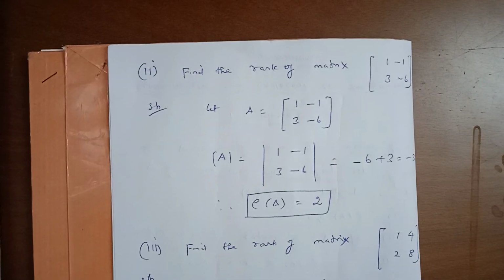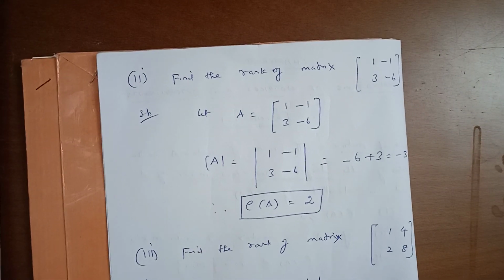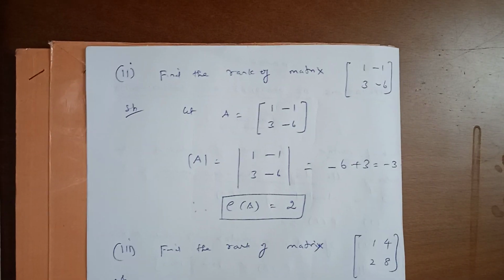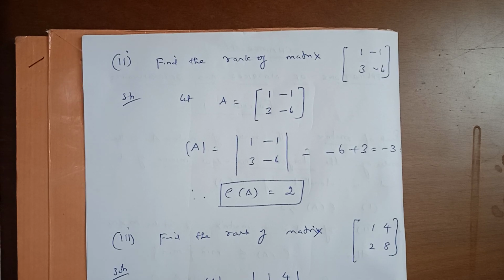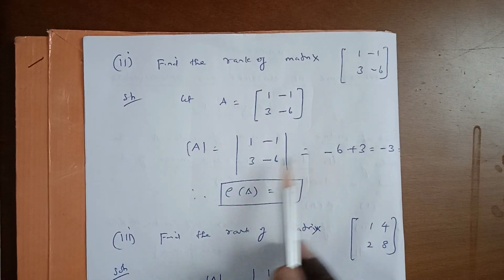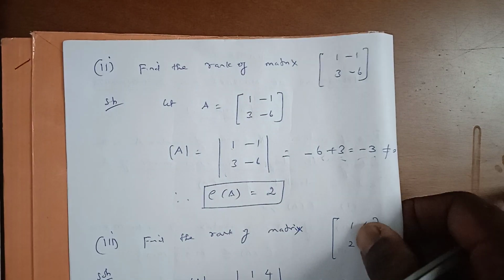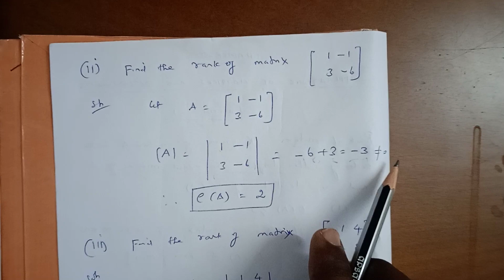Let us move to the second problem. Find the rank of the matrix 1, minus 1, 3, minus 6. Let us take the matrix A equal to 1, minus 1, 3, minus 6. Take the determinant of A and cross multiply: 1 into minus 6 is minus 6, plus 3. So minus 6 plus 3 is minus 3, which is not equal to 0.